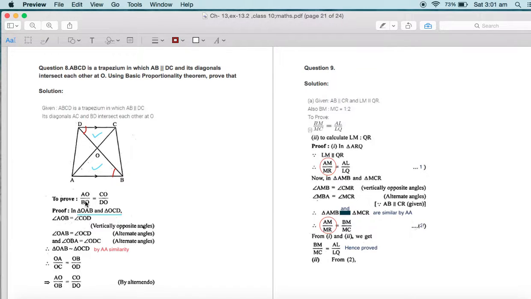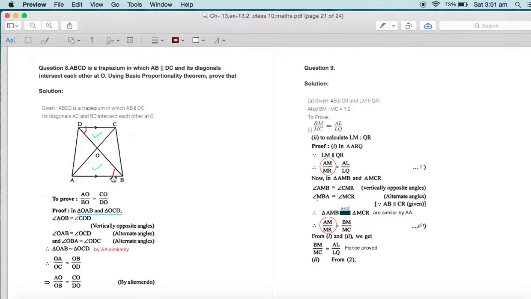What is that required result? The ratio, my dear students, you can see here very clearly. AO upon OB is to be proved equal to CO upon DO. Let us see now how to proceed with it.